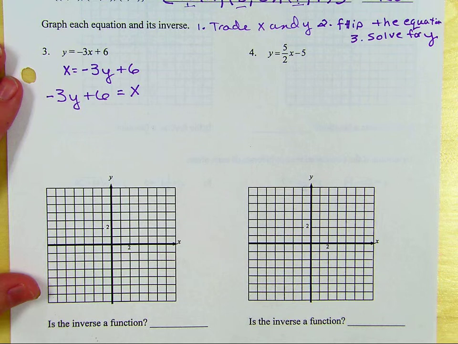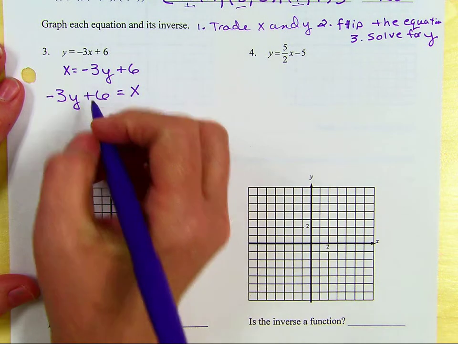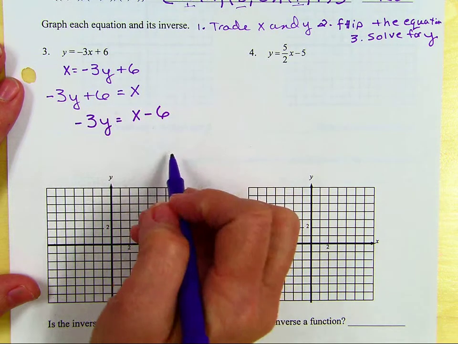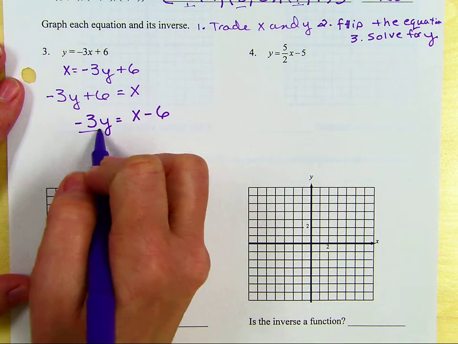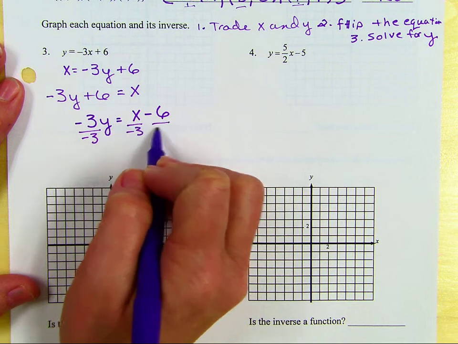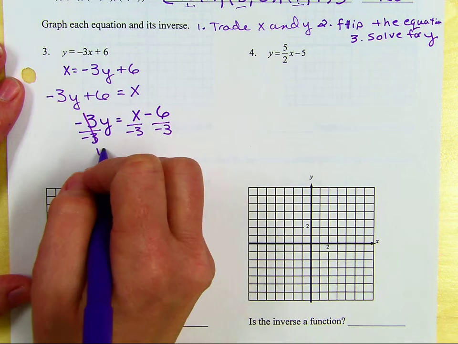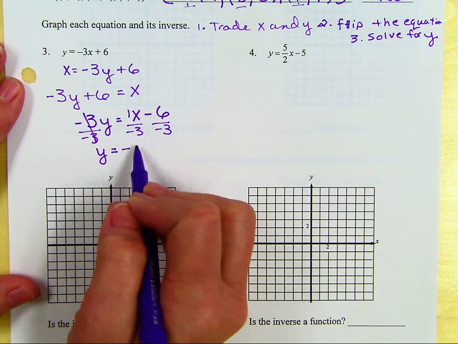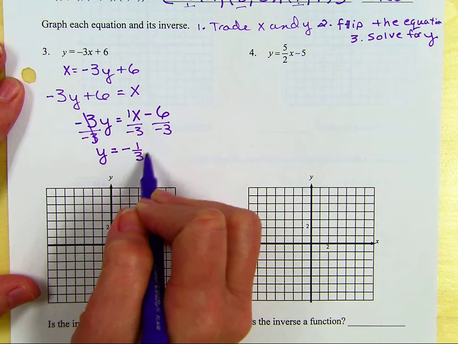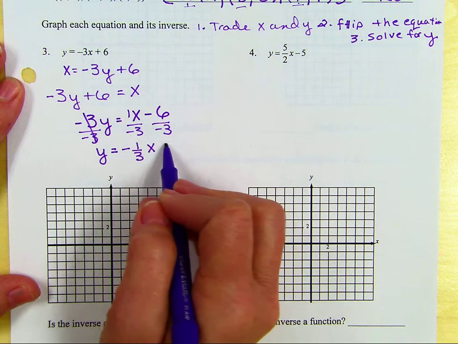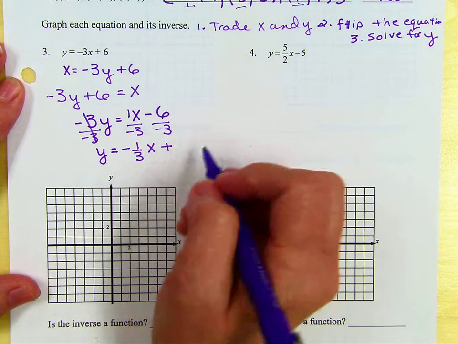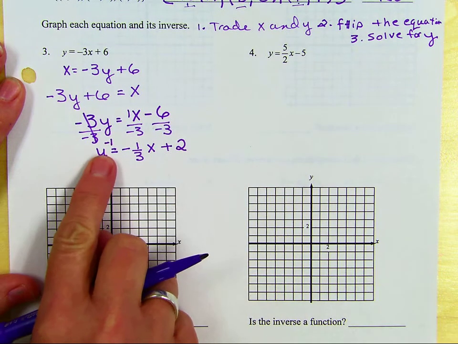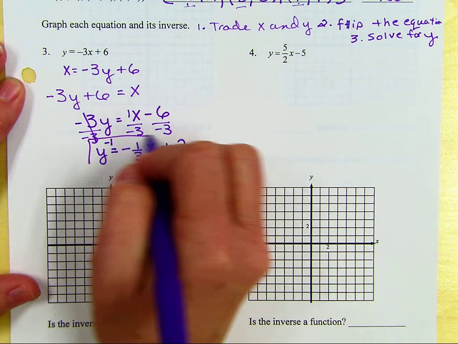Thank you. So subtract 6 from both sides, and I have negative 3y equals x minus 6. Got rid of that 6. Divide everything by negative 3. So we've got that y equals, there's a 1 on top, positive over a negative is a negative, 1 over 3, x. Negative over negative is a positive, 6 divided by 3 is 2. This is my inverse. Remember, we put that little negative 1 to show it's the inverse.